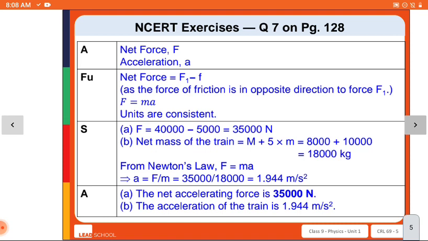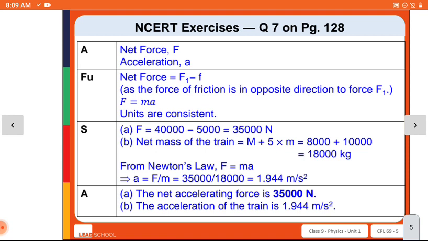So the net mass of the train is 8,000 plus 10,000, which is equal to 18,000. So mass is 18,000 kg and force is 35,000 Newton. Then according to Newton's second law, force is equal to mass into acceleration. So there are three parameters: force, mass and acceleration. Force is given and mass is also given. After putting the values in this formula, we calculate the final acceleration.